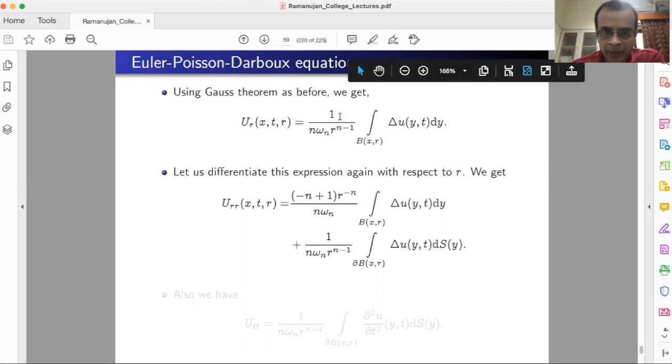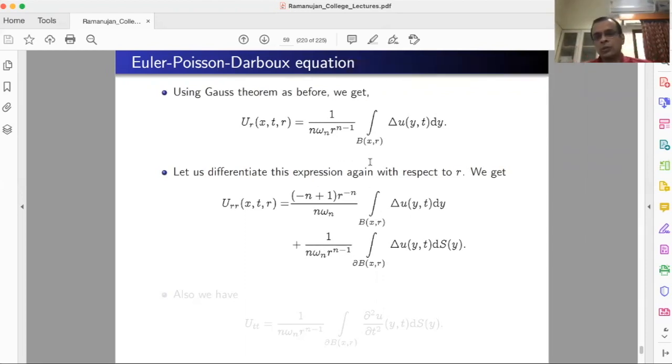Plus now I retain this 1 over n omega n r to the n minus 1. And now what you need to do here is the following: you change this into polar coordinates. You have this B of x comma r, and you can write it as an integral from 0 to r, and you have dB.